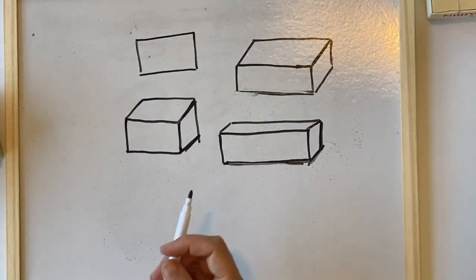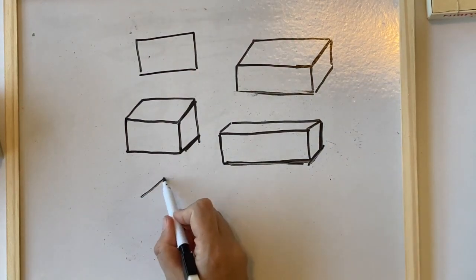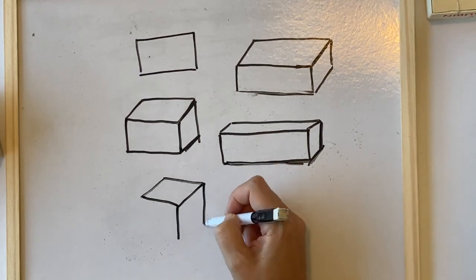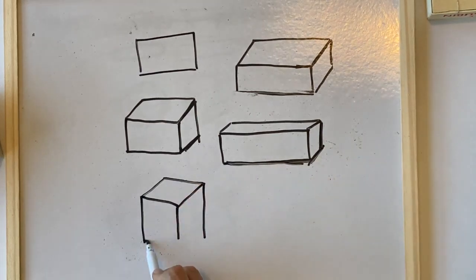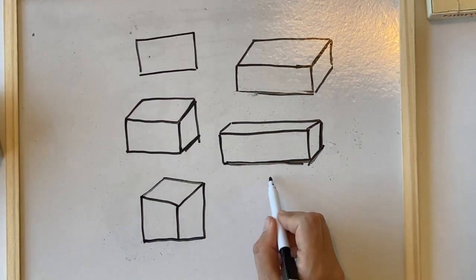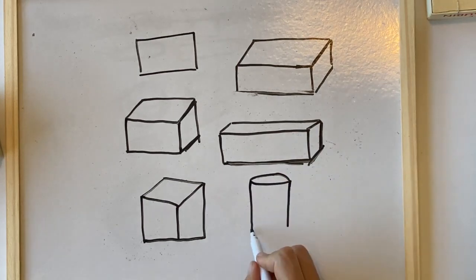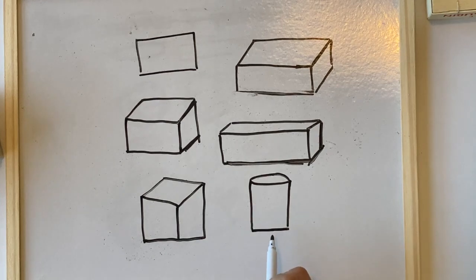A lot of times people will draw a box and they'll draw the diamond, and then they'll draw the 3 lines, and then they'll make it flat on the bottom. They also do that with a cylinder. They'll draw the ellipse and then make it flat on the bottom. Please, please, please do not do this.